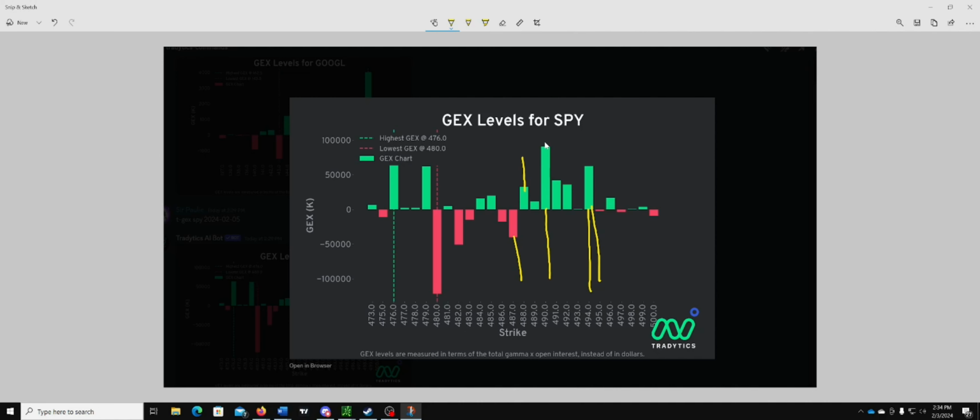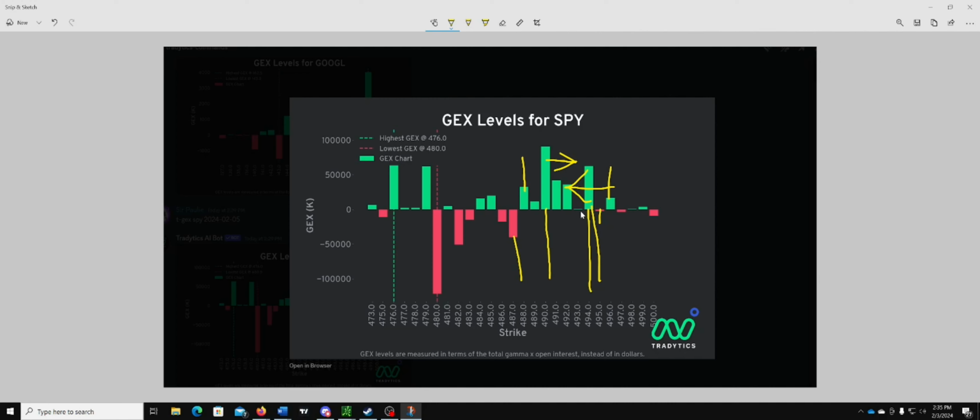Both large green bars repel the price. A large green bar here, bigger than these two, repels the price. Okay? We're not going above 494. The only way we go above 494 is if we open above 494. If we open below 494, this green bar and this little red bar and this green bar are going to repel the price that way. So it is possible we chop around here.